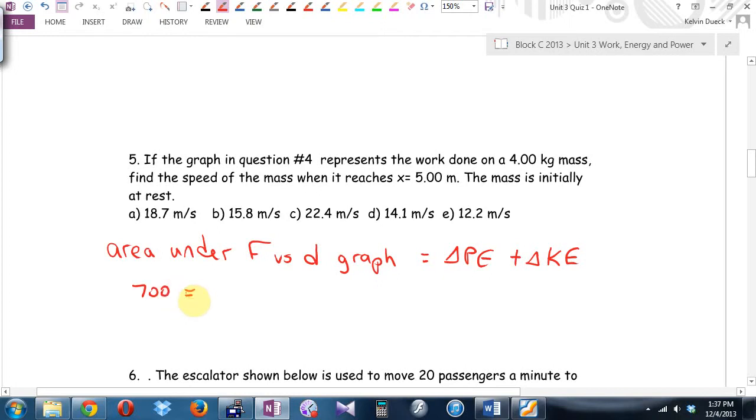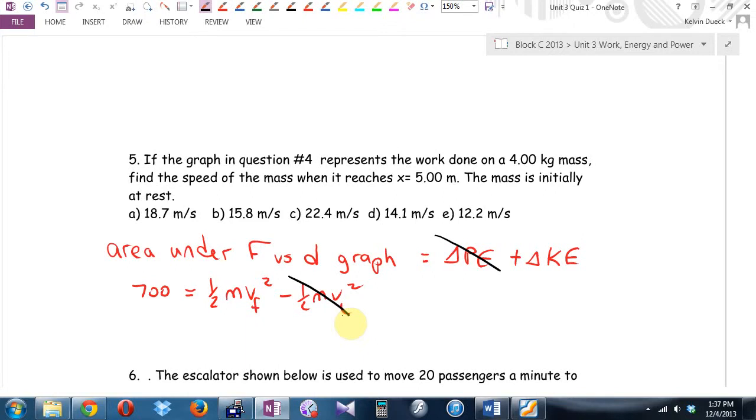equals, you know what? I don't think we're talking about going uphill at all, so I think I can do that. It's going to be the change in kinetic, which is going to be a half m v final squared minus a half m v initial squared. Wait, Mr. Dueck, you can do that too. Why can I do that too? Because it did say this object, Petra, started at what? Rest, right? So initial is 0.